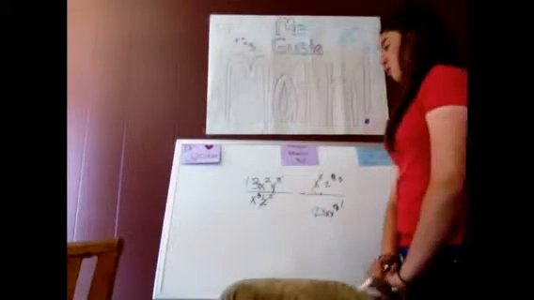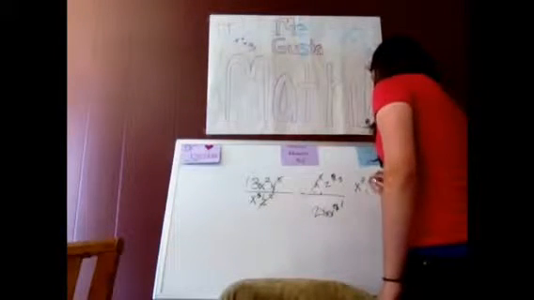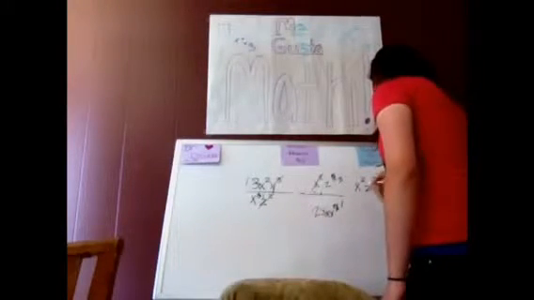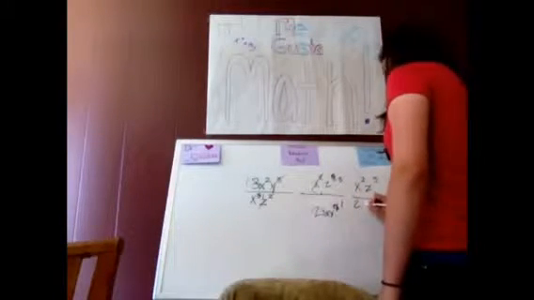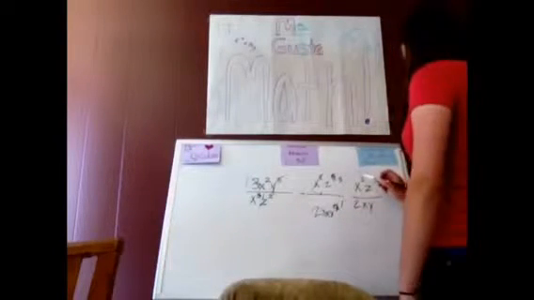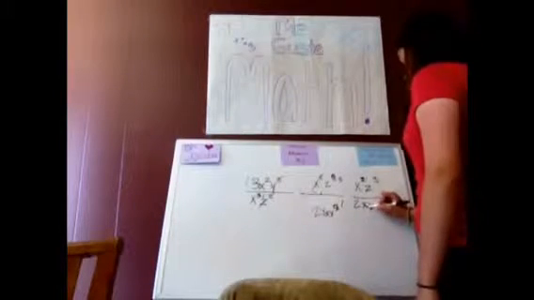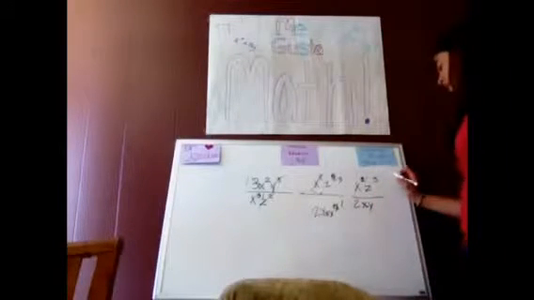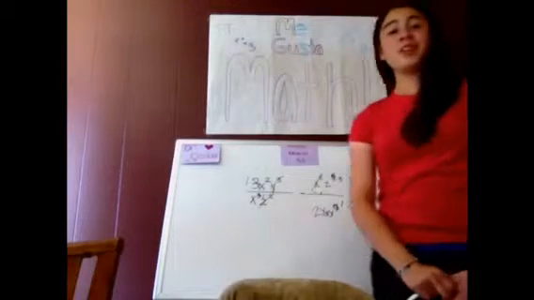To get our final answer, we'll multiply across. We have x squared times z to the third over 2 times x, y. Now we can cancel x squared and x. We change this to a 1, and we cancel out the x. And now our final answer is x z to the third over 2y. Great job!